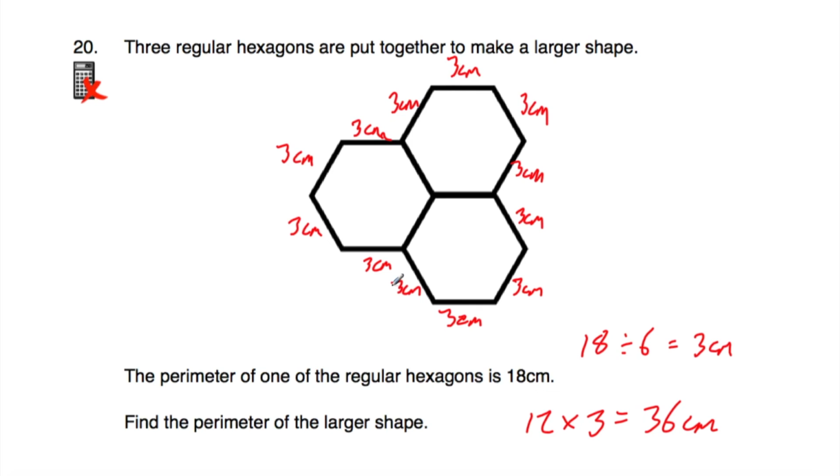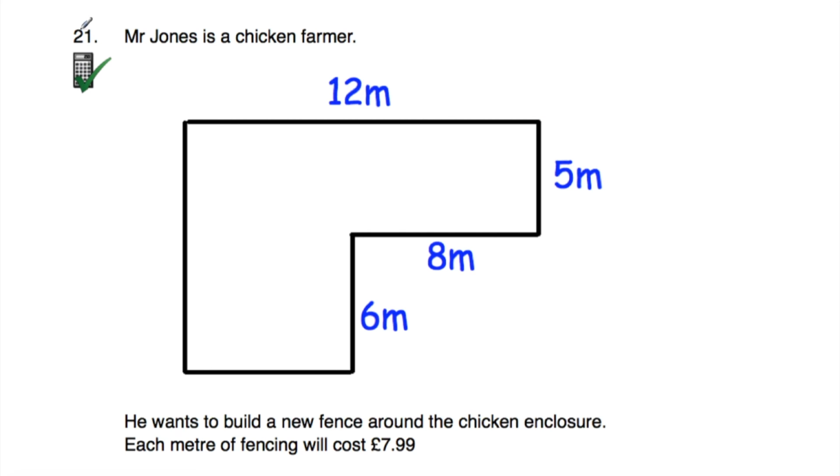And that's it. Okay, let's have a look at our next question, question number 21. So question number 21 says, Mr. Jones is a chicken farmer, and we've got this picture, and it's a fence around a chicken enclosure. And we've got this chicken enclosure, and we've got 12 meters, 5 meters, 8 meters, 6 meters, and then two measurements we don't know yet.